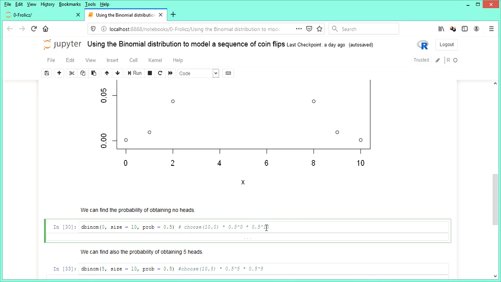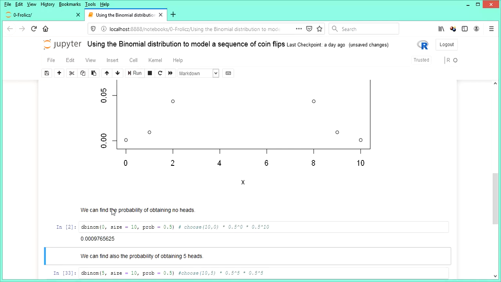So what we're saying is the number of different ways we can get no heads and 10 tails, that's the probability of obtaining no heads, of which of course there's only one way. When we run this, we get 0.00097. So it's less than 1%, in fact more like a tenth of a percent. So it's quite unlikely, but possible.